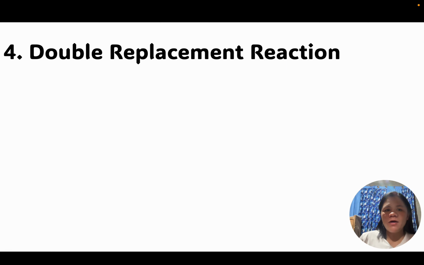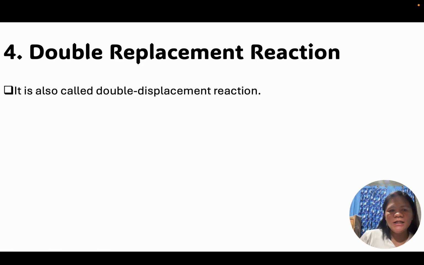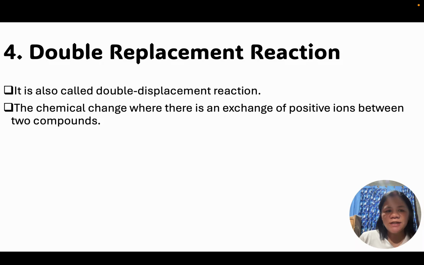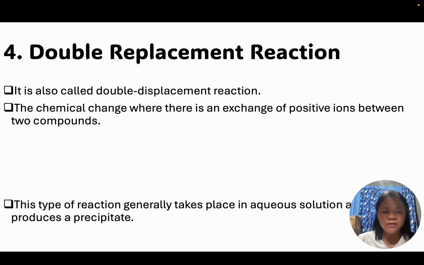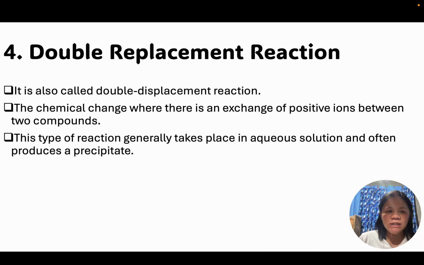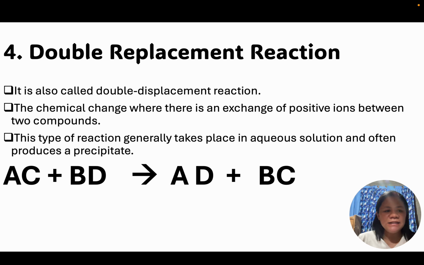The fourth type of chemical reaction is the double replacement reaction. It is also called double displacement reaction. It is a chemical change where there is an exchange of positive ions between two compounds. This type of reaction generally takes place in aqueous solution and often produces a precipitate. Here is its equation. AC plus BD, the resulting product is AD plus BC. Okay?